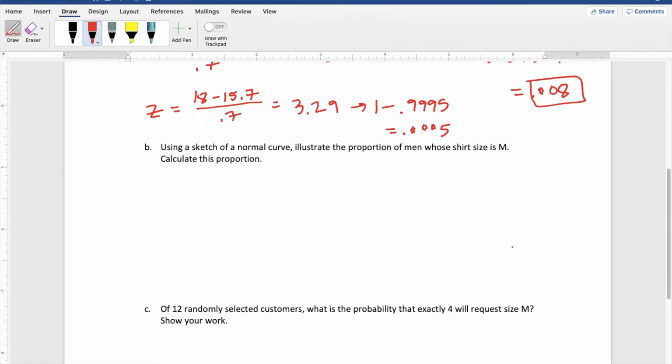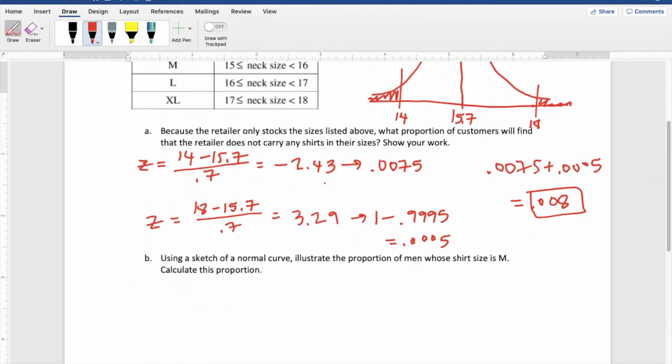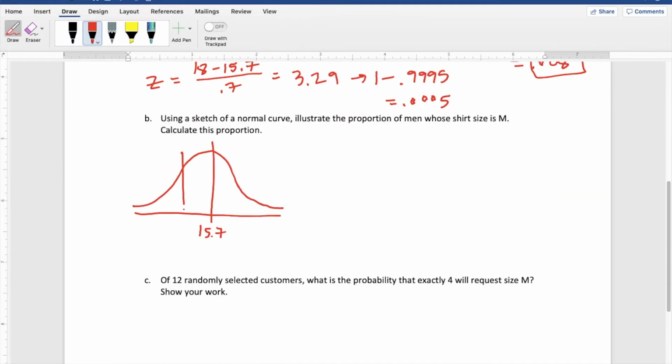So part B says using a sketch of a normal curve, so they want you to draw it this time, that is part of the points, illustrate the probability or proportion of men whose shirt size is medium, and then calculate that. So medium, it says up here, is between 15 and 16. So the next thing would be to actually calculate it. I need to find both of those z-scores.